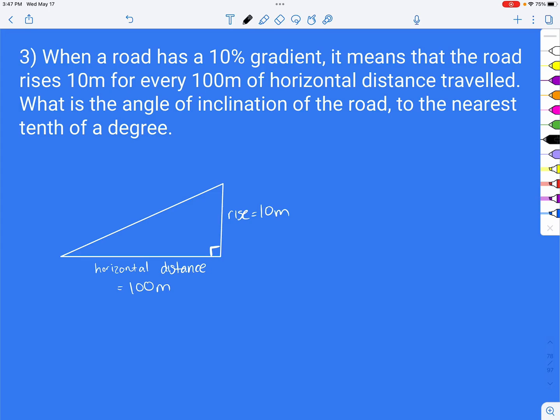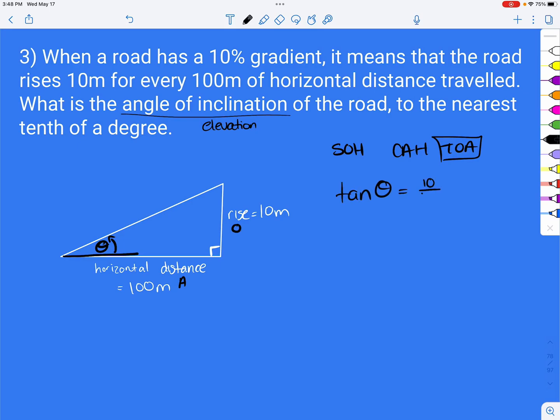What it wants us to find is the angle of inclination. That's another way of saying angle of elevation. So we're trying to find that angle because it's from the horizontal line going up. I'm going to label my sides, opposite, adjacent. SOH CAH TOA, opposite and adjacent says to use tan. So tan theta is the opposite over the adjacent.